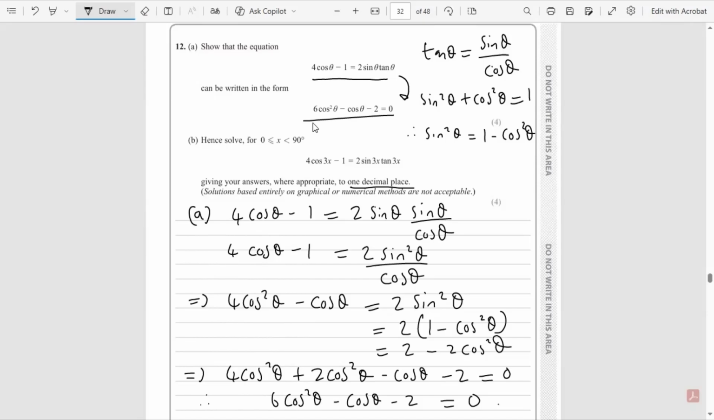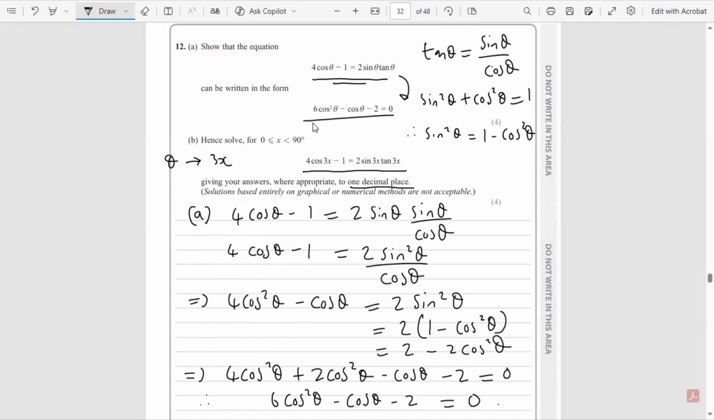Okay, now hopefully you can see that the structure of that equation is the same as the original equation in part A. But can you spot the difference? The difference is that the theta from part A has become a 3x. That's the only difference. Same structure, same functions. It's just the argument of the function has changed to a 3x instead.